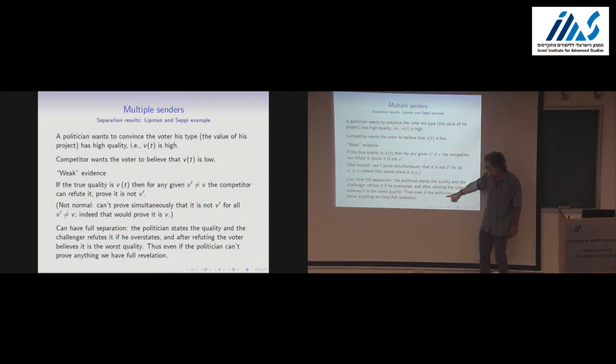Because if we believe that, the question is, what are the beliefs off the equilibrium path when the incumbent has stated his type and the challenger has refuted it? If whenever there's a refutation, the belief of the population is that he's the worst possible type, then the challenger will refute even when the incumbent understates, unless he understates to the fact that he's the worst possible type.